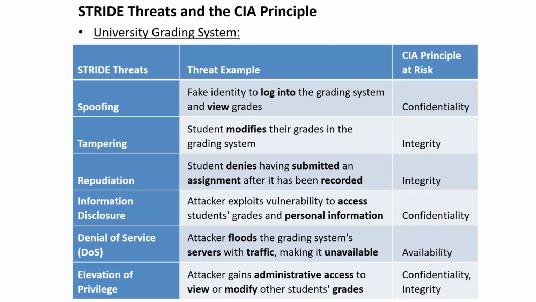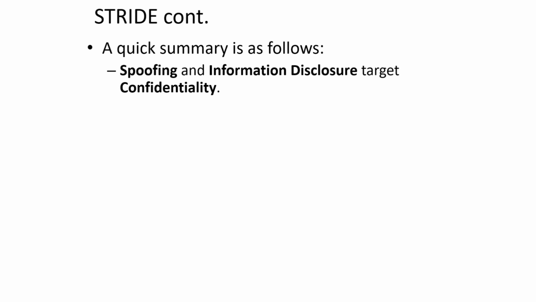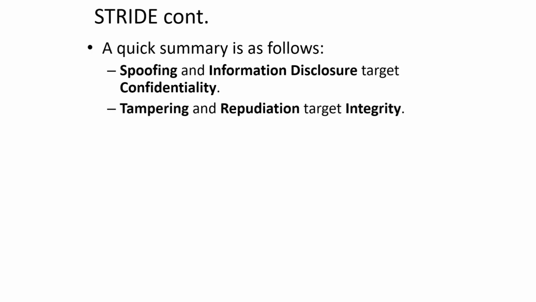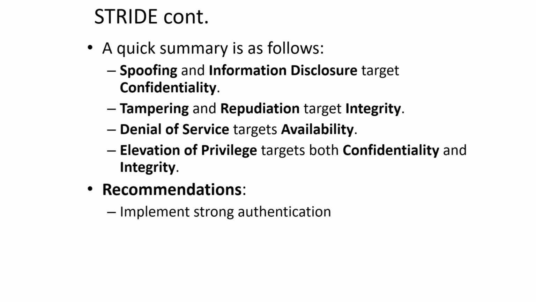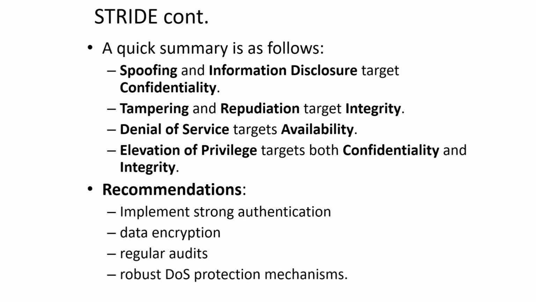So with STRIDE, let's look at a quick summary of it. You see spoofing and information disclosure both target confidentiality, while tampering and repudiation target integrity, and denial of service targets availability. Elevated privilege targets confidentiality and integrity. Now, when you understand these threats, the impact on the CIA principle will help in designing very robust security measures to protect the systems. Some of the recommendations here will be implementing very strong authentication, then data encryption, regular audits, and finally a robust DoS protection mechanism, that is, a denial of service mechanism.